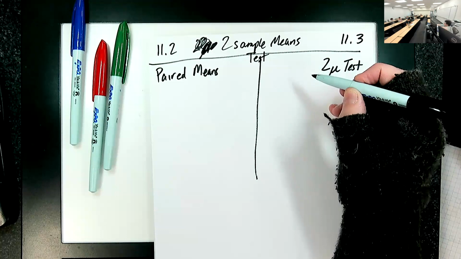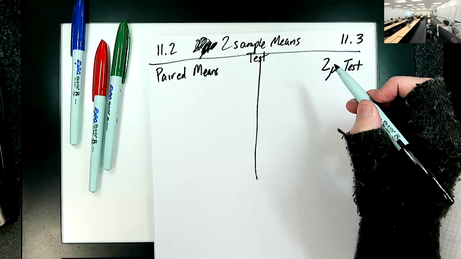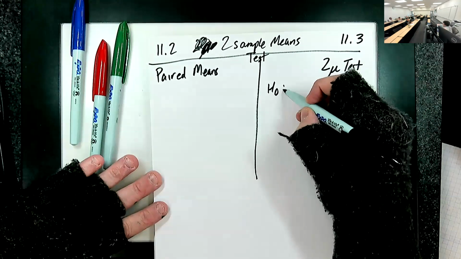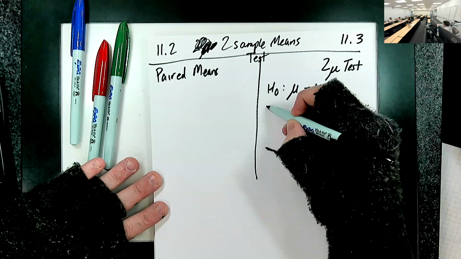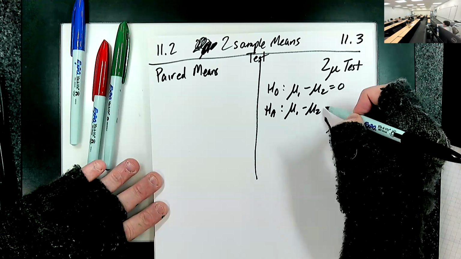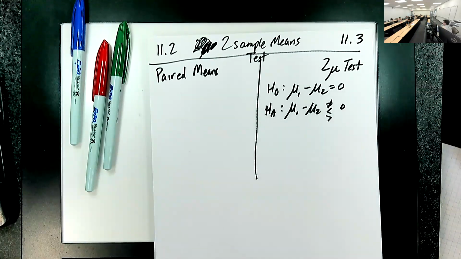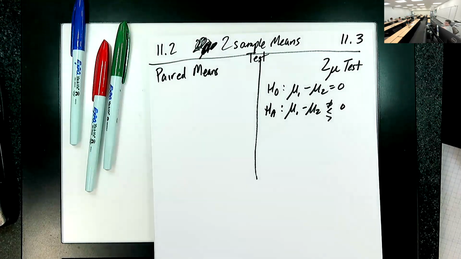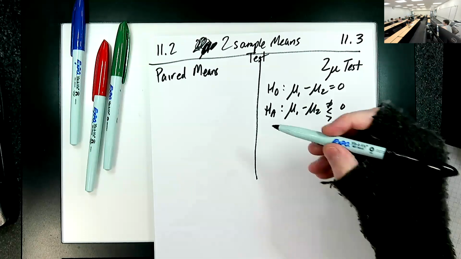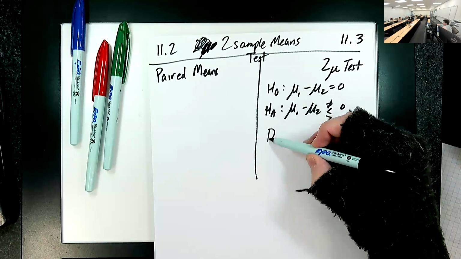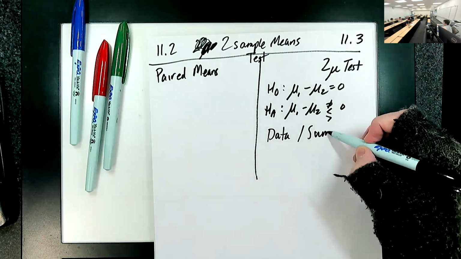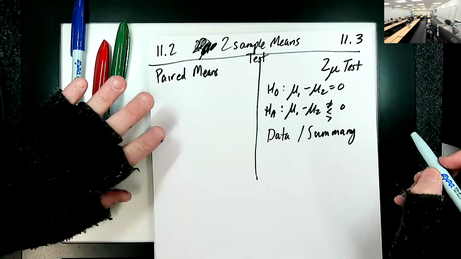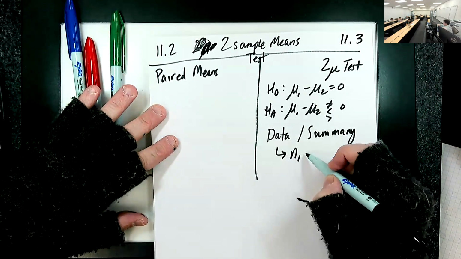11.3 is the easier one to show, because it looks very much like our two-proportion tests. H naught is mu1 minus mu2 equals 0. And HA is, it's not. It's either not equal, less than, or greater than. For the two-mu test, the 11.3, you can have data or summary statistics. Both are okay. n1 can equal n2, but it doesn't have to.